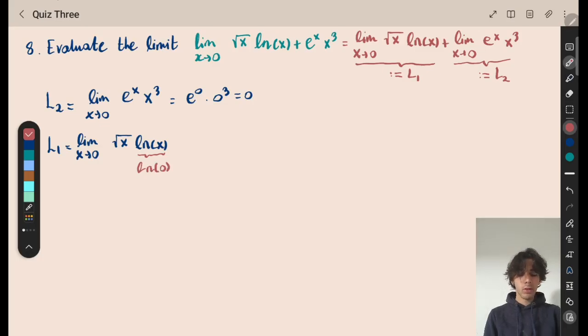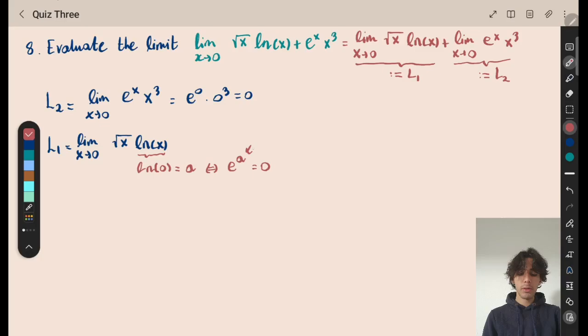And why is ln of 0 a problem? Because if ln of 0 is equal to some number, let's call it a, then this is equivalent to saying that there is a number for which I can raise e to the power of, and it will give me 0. And that is a problem. It's more or less a contradiction.